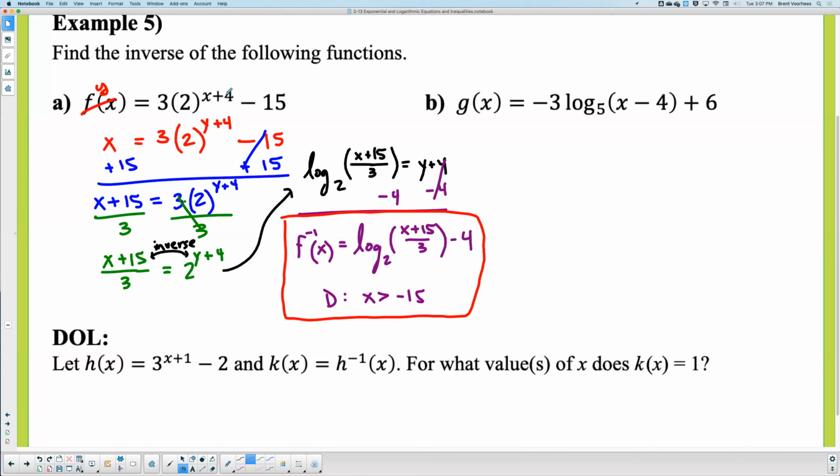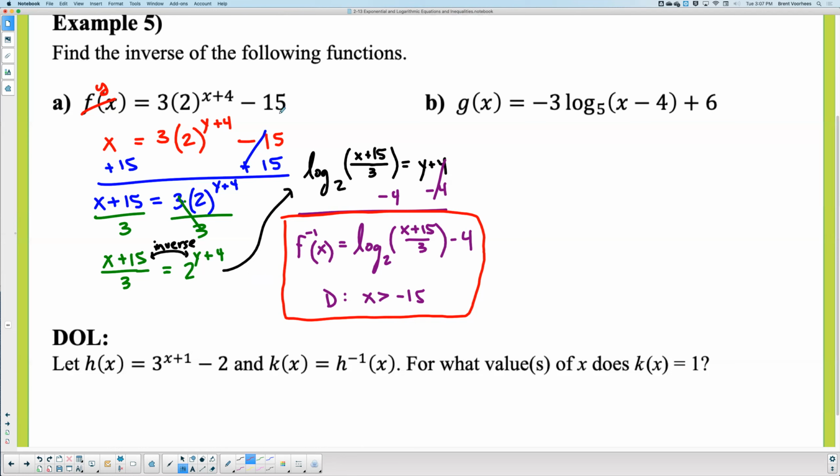Instead of x going left, because again x is the liar, the y's go down 4. So instead of going left 4, negative 4 on the x-axis, you go down 4 on the y-axis. So they are inverses. That's how it works. This would be the range over here.